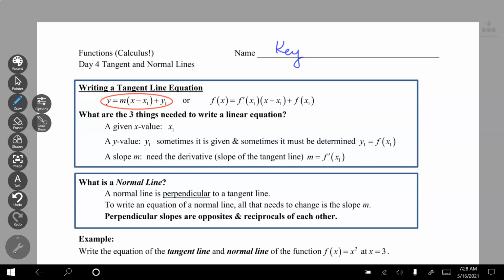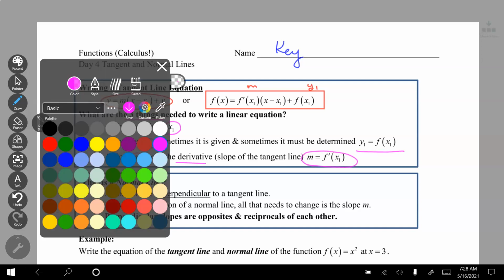And when we want a tangent line, we need the slope. So f of x1 is when I plug in the x, that's my y value. And f prime of x1 is the slope that I want for that particular point. So I need three things: an x value given to you, a y value which may be given to you or I'm going to plug it in to the function to get it, and a slope, for which I'm going to take the derivative and plug this x value in there, and that's how I get the slope.